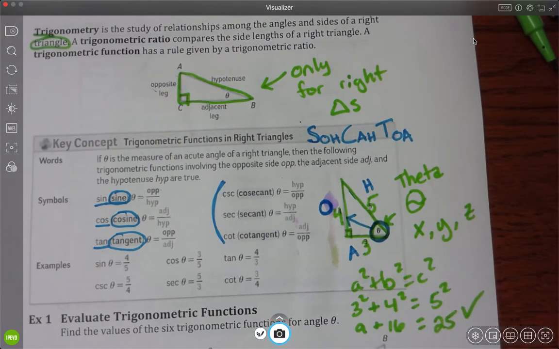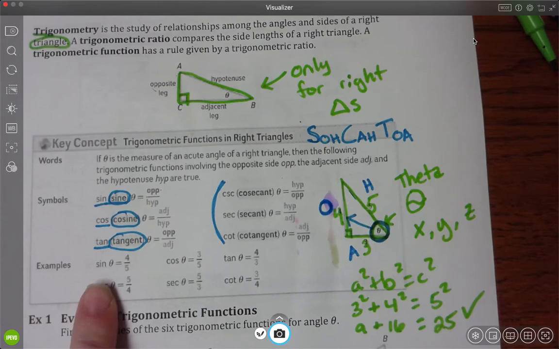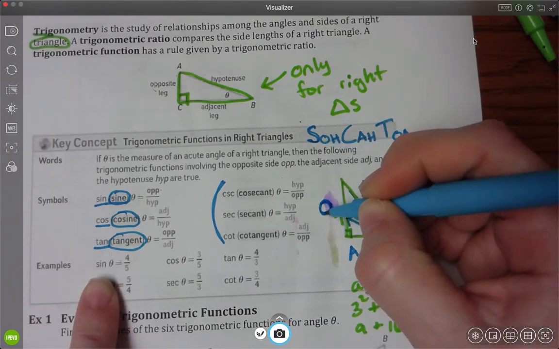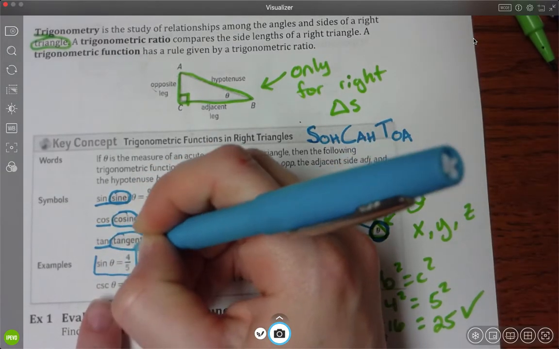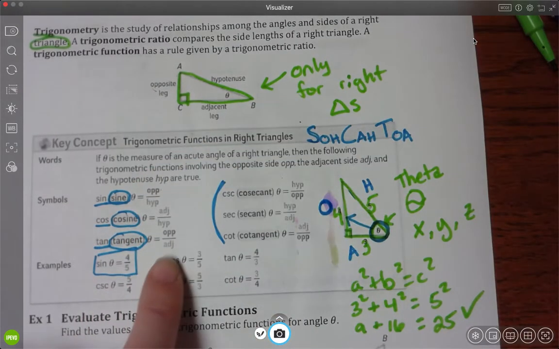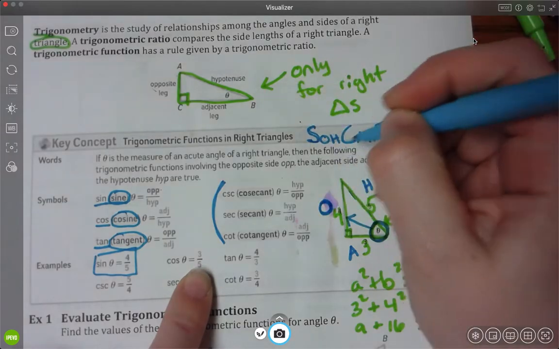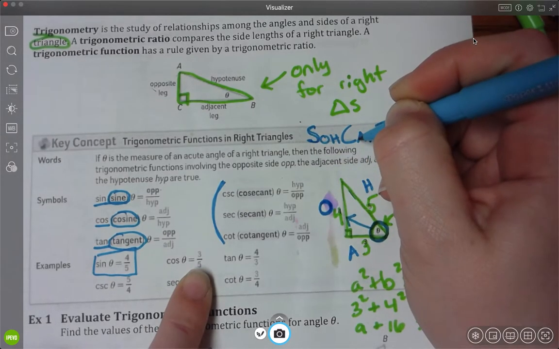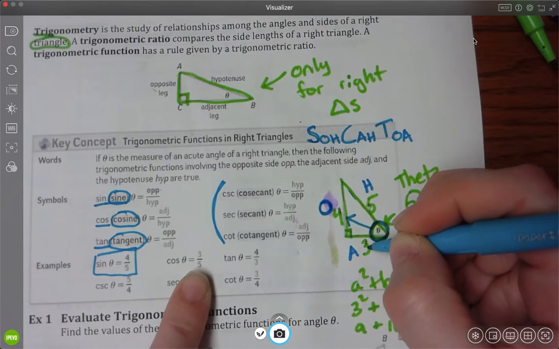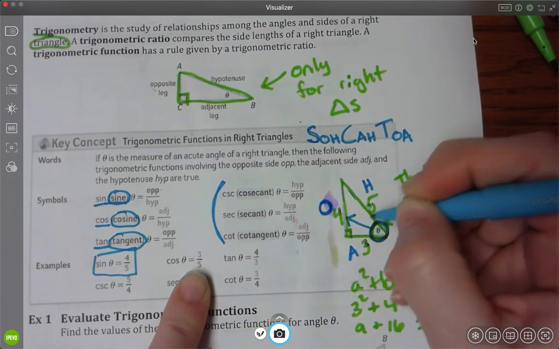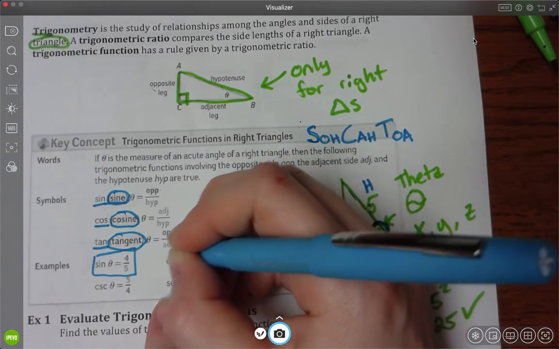Okay, so all that we do is when we're writing out sine of theta, we're doing opposite over hypotenuse, 4 over 5. And this is how we will write out sine of theta. Okay, cosine of theta is A and H, so it's the adjacent side over the hypotenuse side. So that would be, in this case, 3 over 5, adjacent over hypotenuse, 3 over 5. That's what cosine will look like.